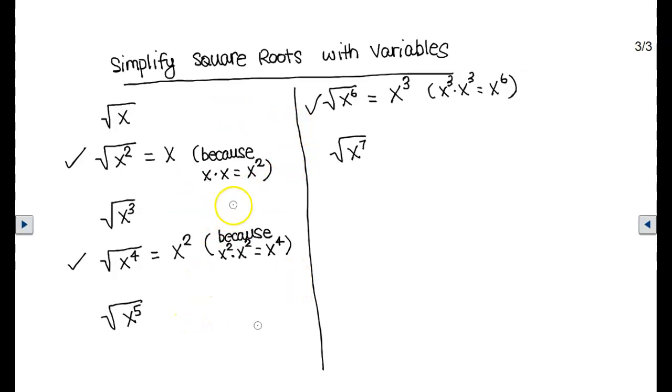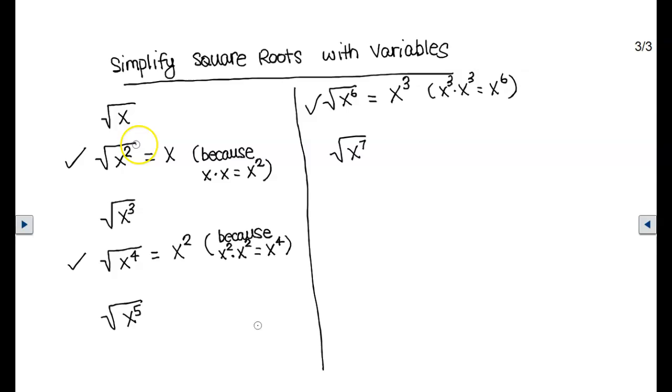So I hope what you're seeing here is a pattern to things. Look at the odd powers of x. We had x to the 1st, 3rd, 5th, 7th. The odd ones we couldn't do, but all of the even ones we can. We could take the square root of x squared, the square root of x to the 4th, the square root of x to the 6th, and I want you to notice what happens.